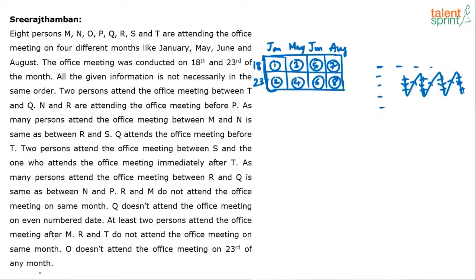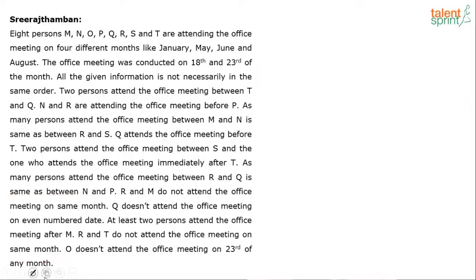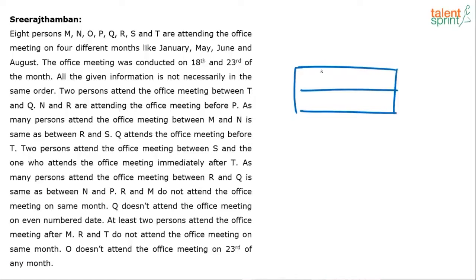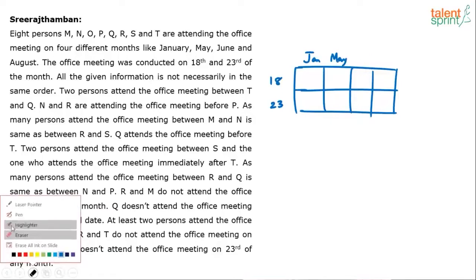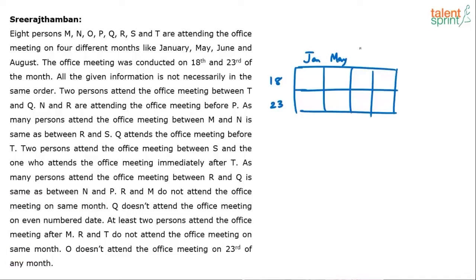Okay. So let me just make the slots once again, the 8 slots. This is, let's say 18, 23, and the months are Jan, May, June and August. As such, the month name doesn't matter, but let me write it correctly.